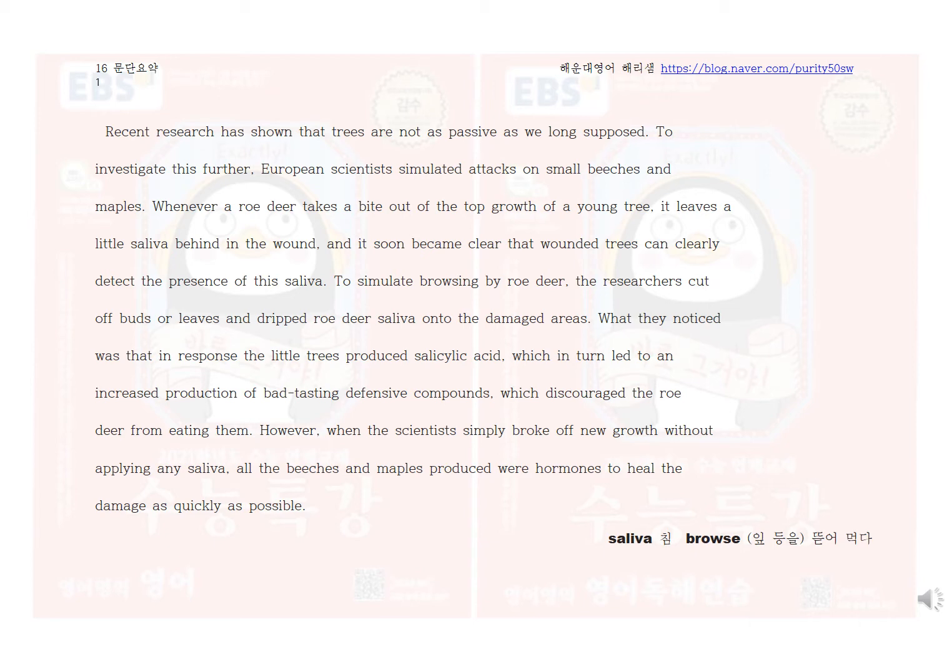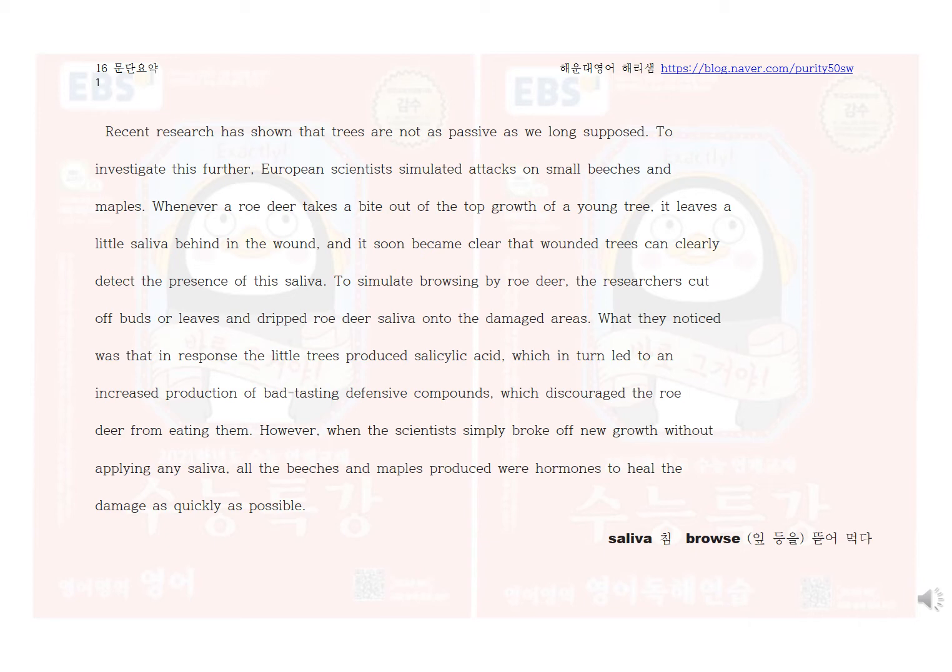saliva. To simulate browsing by roe deer, the researchers cut off buds or leaves and dripped roe deer saliva onto the damaged areas. What they noticed was that in response, the little trees produced salicylic acid, which in turn led to an increased production of bad-tasting defensive compounds, which discouraged the roe deer from eating them.